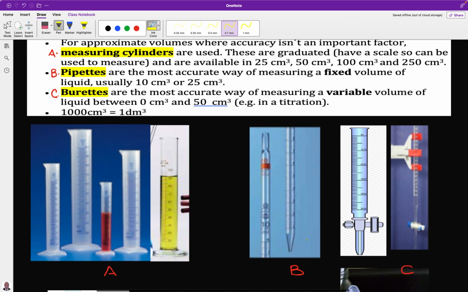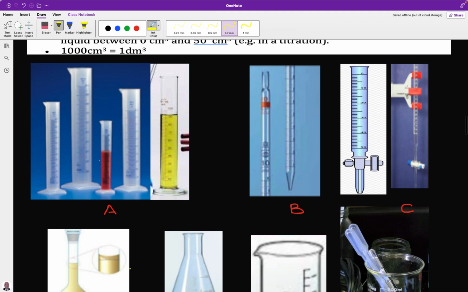Then the titrant that we put into the burette, the burette runs from 0 to 50 cm cube. This is the burette, and these are the measuring cylinders. We can use measuring cylinders for quick measurement, maybe of distilled water, or any other measurement we want to do. But in the case of the measuring cylinder, accuracy is not required. It takes all the measurements of volume.